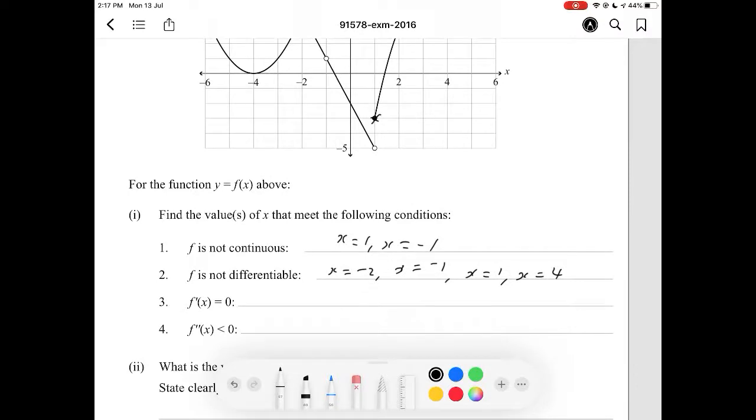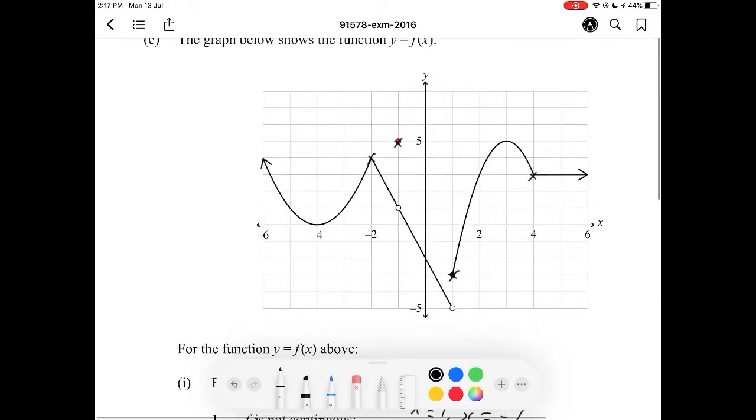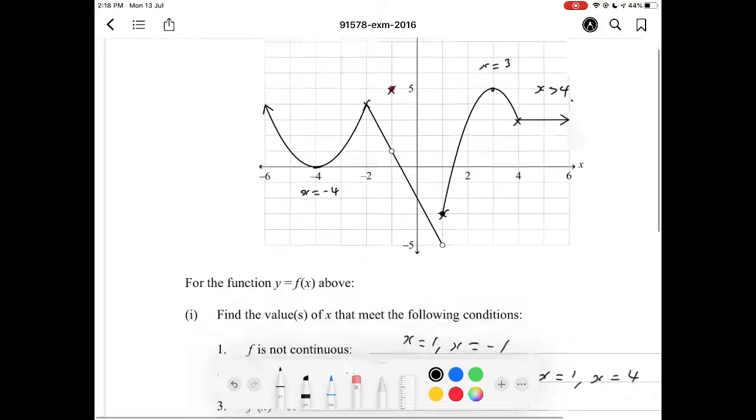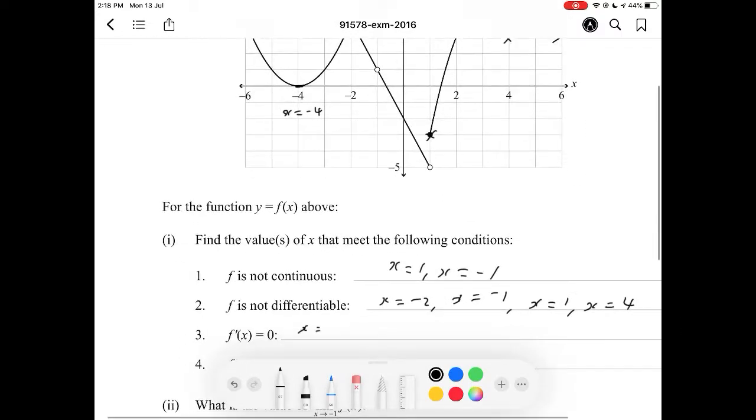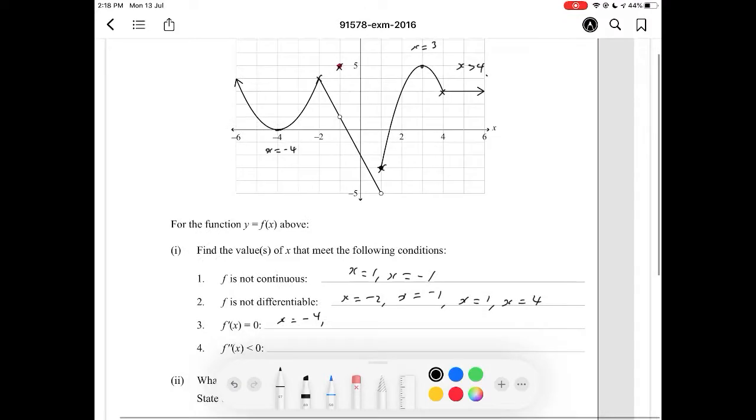f dash of x equals 0, so basically the gradient function equals 0. That's when you see a flat line, when the rate of change is 0. Looking at the graph, we have one turning point here, so x equals -4. We also have this turning point here, so x equals 3, and we also have the straight line here, y equals 3. This arrow means it just keeps going, so x is greater than 4. That will be our 3 answers: x equals -4, x equals 3, x is greater than 4.